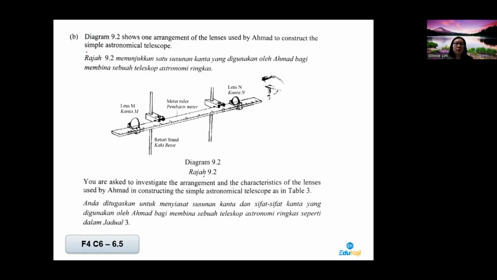Next, diagram 9.2 shows one arrangement of the lenses used by Ahmad to construct the simple astronomical telescope. You are asked to investigate the arrangement and the characteristics of the lenses used by Ahmad to construct the simple astronomical telescope in the table. Of course, a simple telescope consists of two lenses. You have this lens that is near your eye. This is called the eyepiece. And then this lens is facing the stars or any far object, so we call this the objective lens.